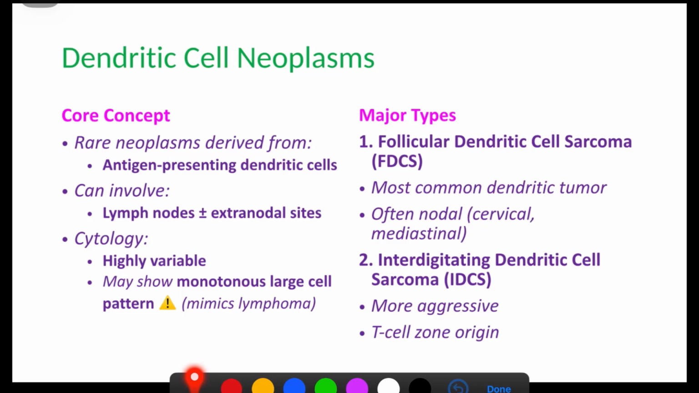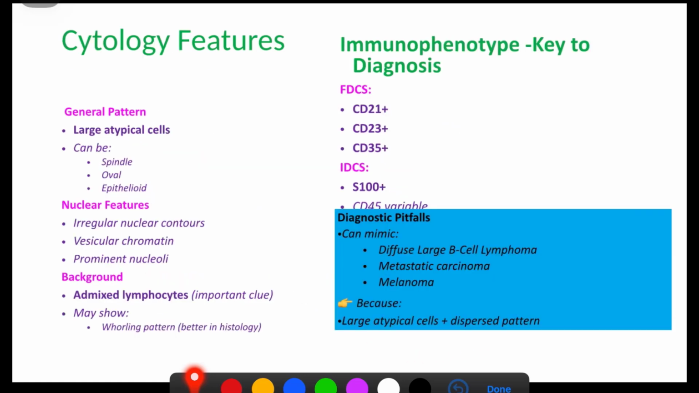Highly variable cytology showing monotonous large cells which mimic lymphoma. There are two types based on the origin of the cells: follicular dendritic cell sarcoma and interdigitating dendritic cell sarcoma. FDCS is the most common, often involving nodes like cervical and mediastinal. Interdigitating is more aggressive and arises from the T cell zone.